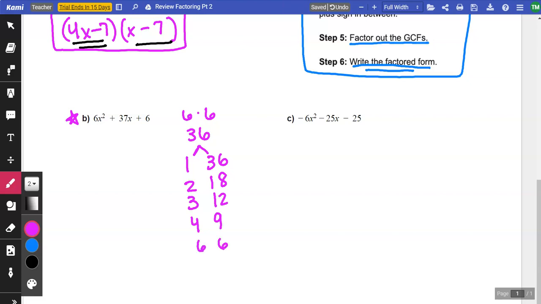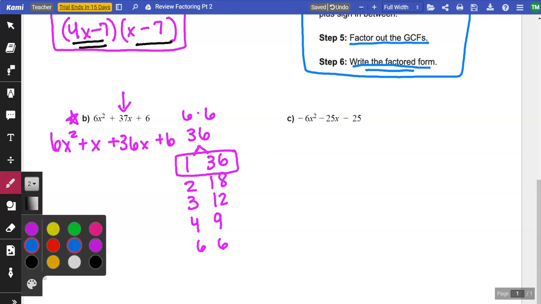Then you need to pick factors of 36 that add or subtract to give us that b term, that 37x. So I'm going to use 1 and 36. I'm going to rewrite this using 1x and 36x. And then I need a positive 37 when I add, so I'm going to keep both of these positive.